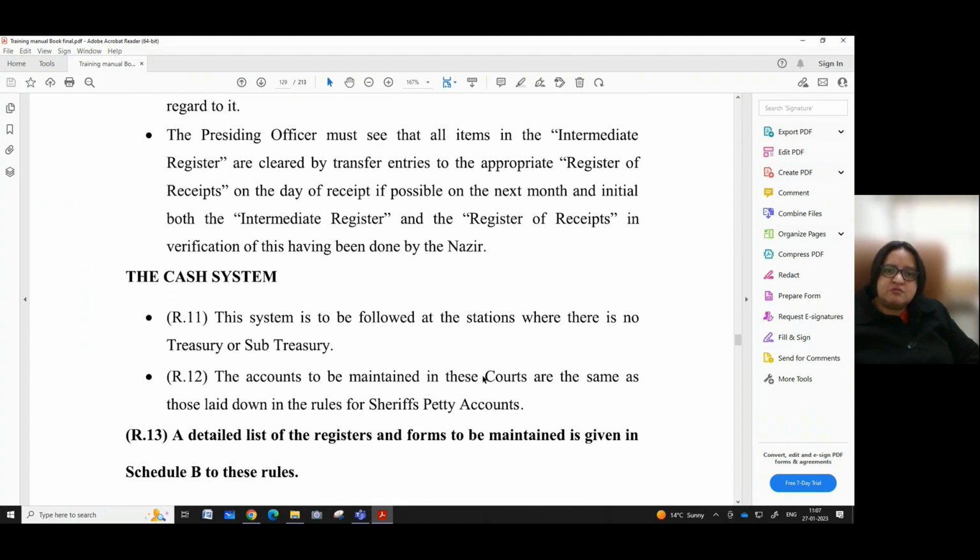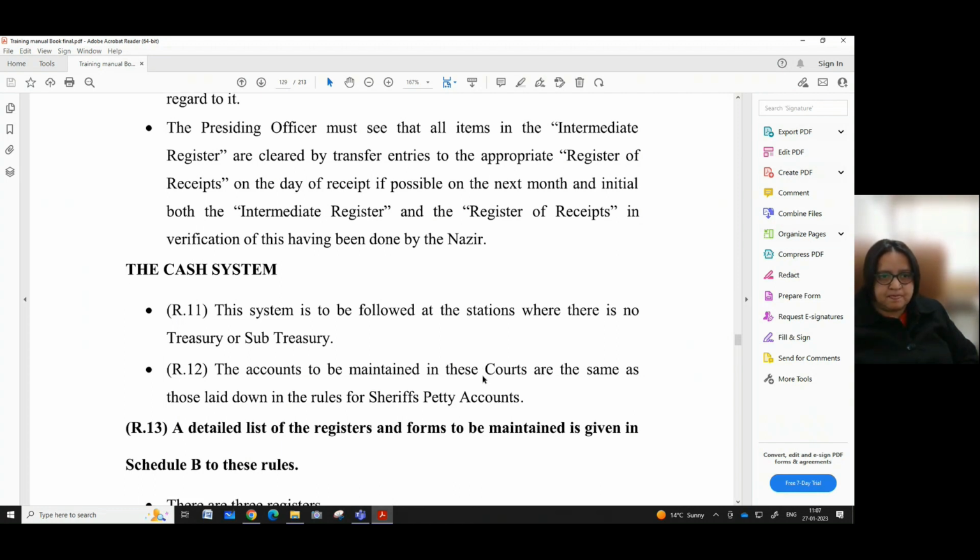The presiding officer must see that all items in the intermediate register are cleared by transfer entries to the appropriate register of receipts on the day of receipt, if possible, or on the next month, and initial both the intermediate register and the register of receipts in verification of this having been done by the Nazir.